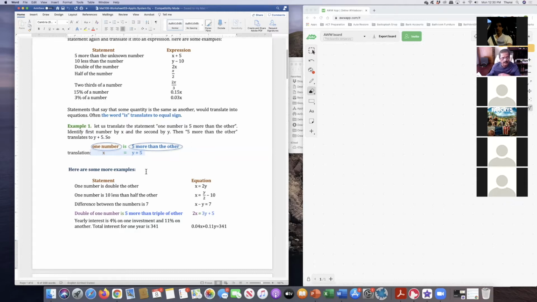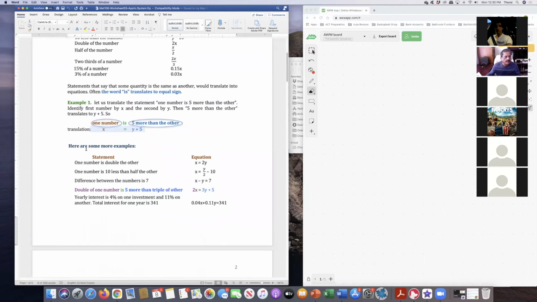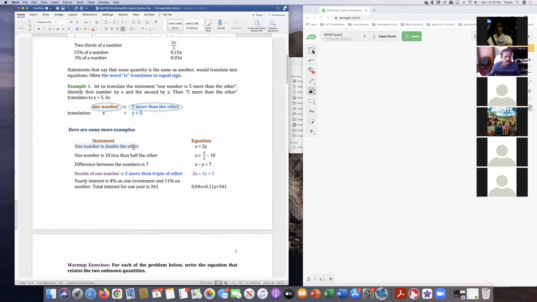Basically, the whole idea here is to translate the word problem, the verbal statement, into a mathematical expression. So let's see some more examples. One number is double the other. So one number will be X, double the other is 2Y. The word is translates to the equal sign. One number is equal to twice the other. One number is 10 less than half the other. So here's one number. Here is half of the other number, and subtract the 10, that'll be 10 less than half the other number.